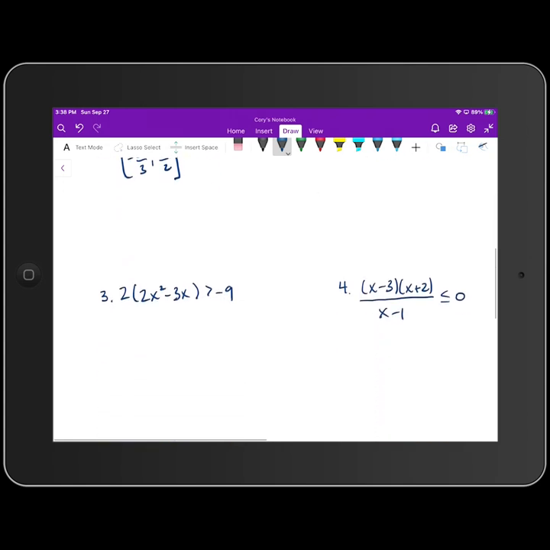Okay, I want you guys to try 3, and then pause the video whenever you're done. You can go ahead and check and see the solution to it.